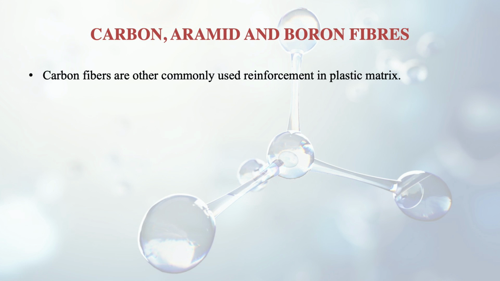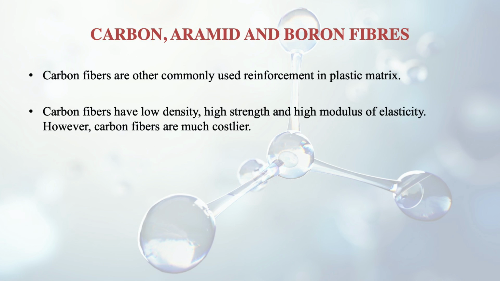Then from the glass fibers we move on to carbon, aramid and boron fibers. These are certain other fibers used in composites. Carbon fibers are the most commonly used reinforcement in plastic type matrices. They have low density, high strength and high modulus of elasticity, but they are very costly at the same time.